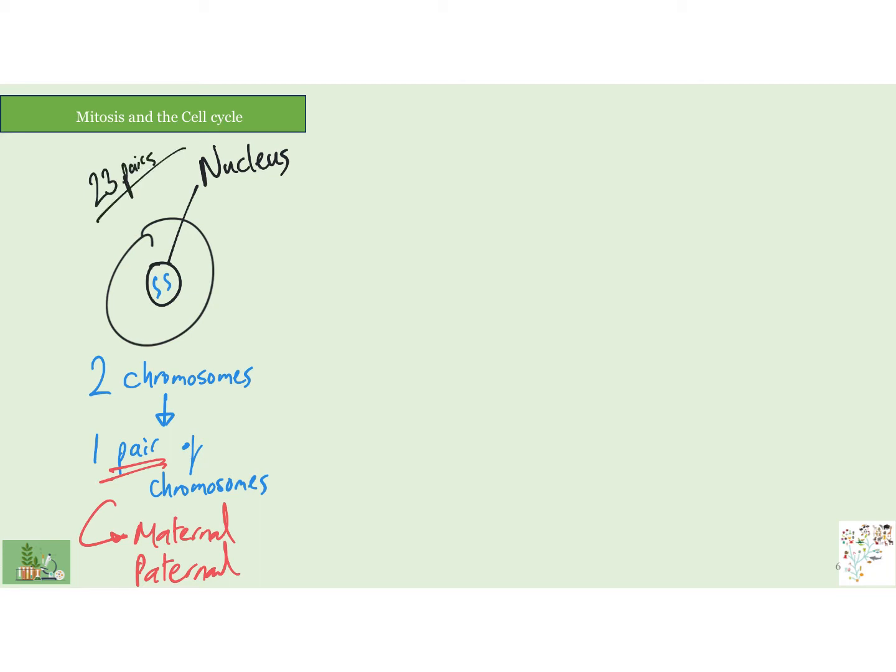So we start off with chromosomes like that. This example's got 2 pairs. The very first stage of the cell cycle and mitosis is DNA replication. So that is the first stage. And what effectively happens is my chromosomes now look like that.